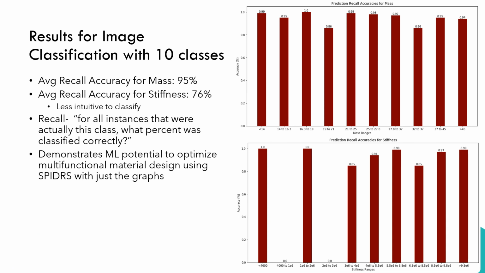Here are the accuracy results for the model trained to classify spiders' graphs to 10 successive ranges, from least to highest mass or stiffness. Mass has high overall recall accuracy, probably because it is intuitively easier for machine learning to see that more lines means the heavier the structure is. For stiffness, it is less accurate, but because it is less intuitive to determine, the overall accuracy of almost 80% is pretty good. The results prove the ability to classify spiders' graphs directly to a certain range of mass or stiffness pretty accurately, emphasizing the versatility of machine learning to optimize multifunctional material design using spiders.